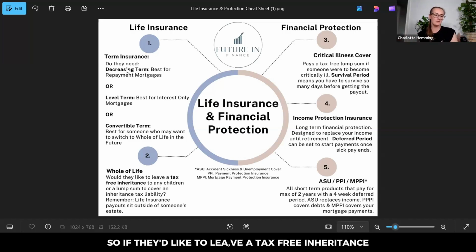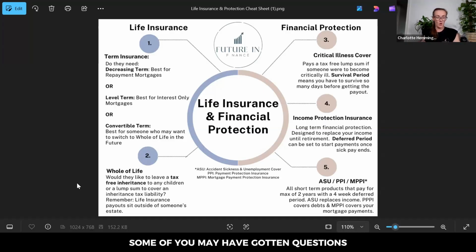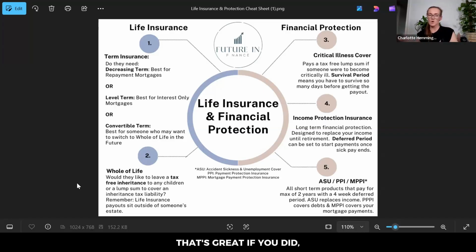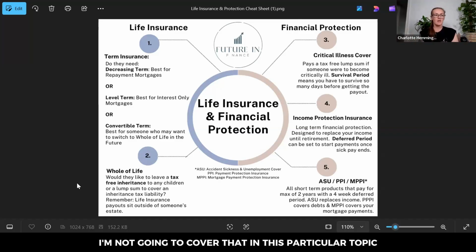So if they'd like to leave a tax-free inheritance to any children, I'm just at point number 2 here, or a lump sum to cover their inheritance tax liability, then they can use a whole of life product. Some of you may have gotten questions on whole of life products in CeMAP 1 about tying them into trust. That's great if you did. I'm not going to cover that in this particular topic, but that is life insurance done. Really, you've got 2 options. Pick the term product and do they need a whole of life product?